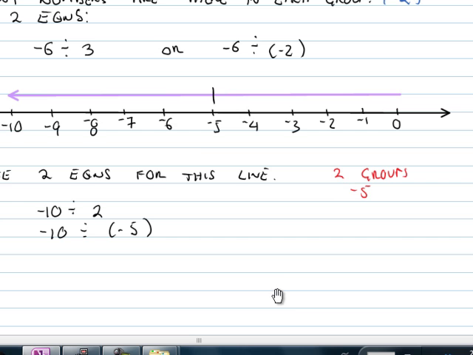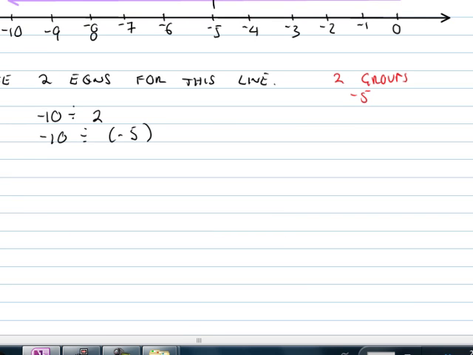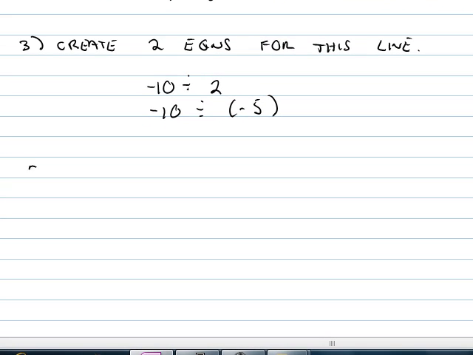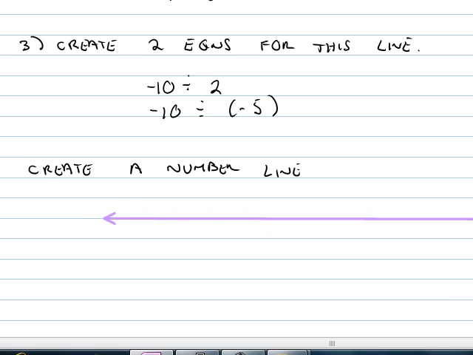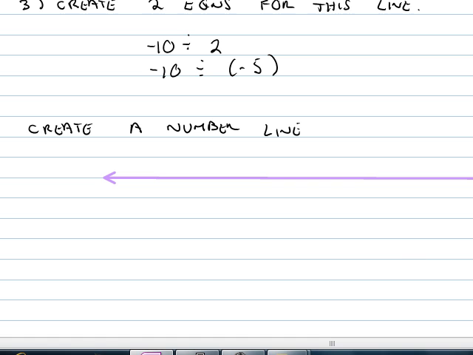Okay, very nice. Now, I'm going to ask you to work backwards. Create a number line. Oh, I forgot to change the color back to black, but oh well. So there's your number line. I'm going to give you this equation now. You're going to turn this into a number line.